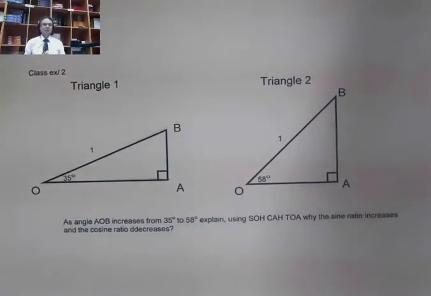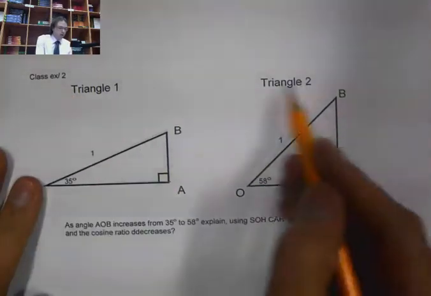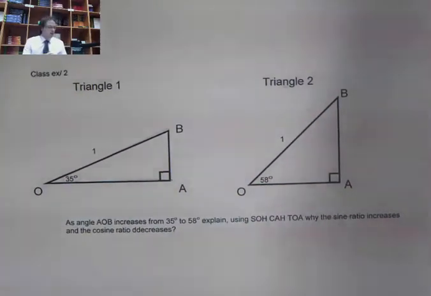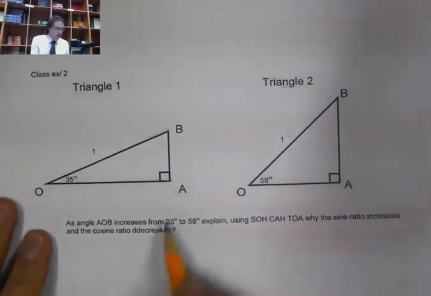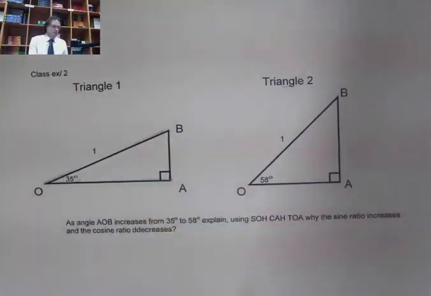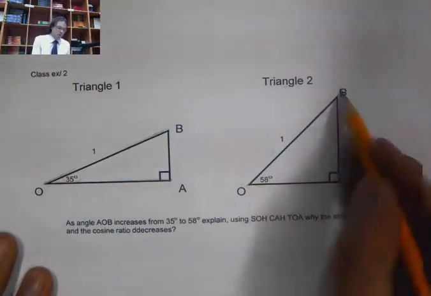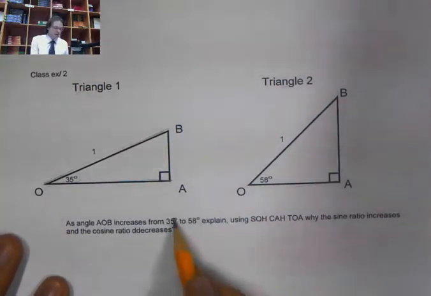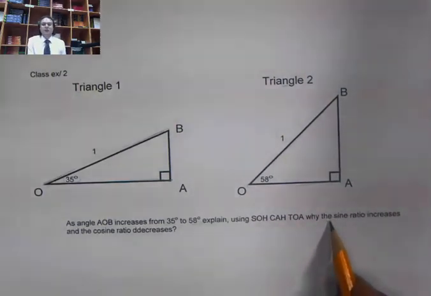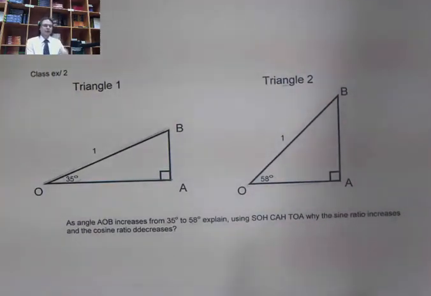Let's take a look at my next question. So in class example number 2, we have two triangles, triangle 1 and triangle 2. One has an angle of 35, the other 58. So it's angle AOB, we go from A to O to B, and it increases from 35 to 58 degrees. Explain using Sohcahtoa why the sine ratio increases and the cosine ratio decreases.